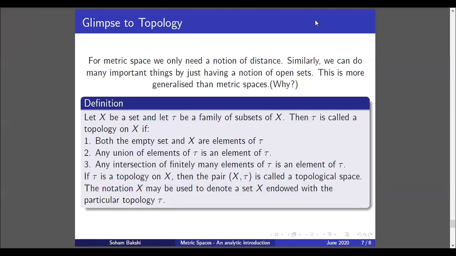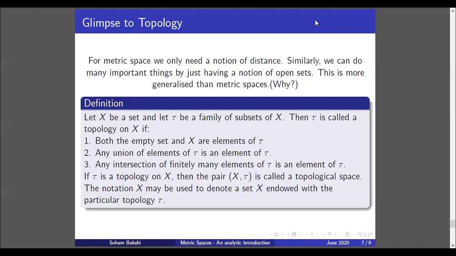Okay, so let X be a set and let T, or tau, be a family of subsets of X. Then tau is called a topology on X if, first condition, both the empty set and the set X, the whole set, are elements of tau. Any union of subsets of tau is an element of tau. And lastly, any intersection of finitely many elements of tau is an element of tau.